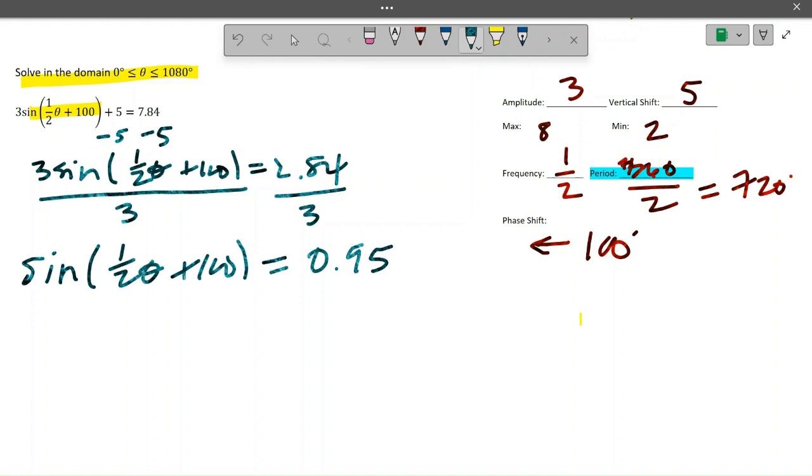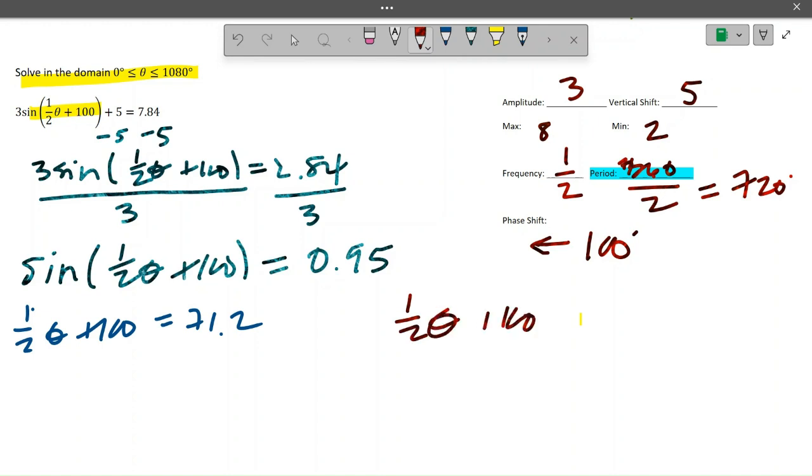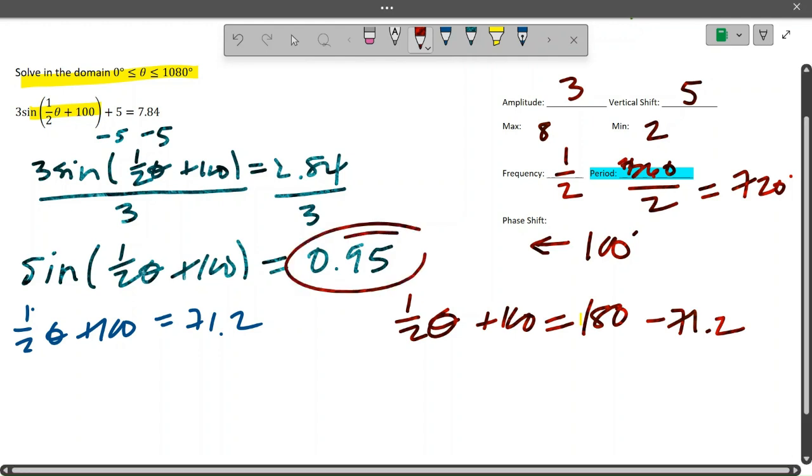Okay, and now I'm going to do the inverse sine of both sides. I'm not going to write this because it takes up a lot of space, and I've done it in every video. When I do that, I'm left with half of theta plus 100 equals 71.2 degrees. On the opposite, the symmetrical value, I am going to say that I have half of theta plus 100 equals 180 minus 71.2. This is our symmetry. So we always use the value that we found when we took the arc sine of that value.